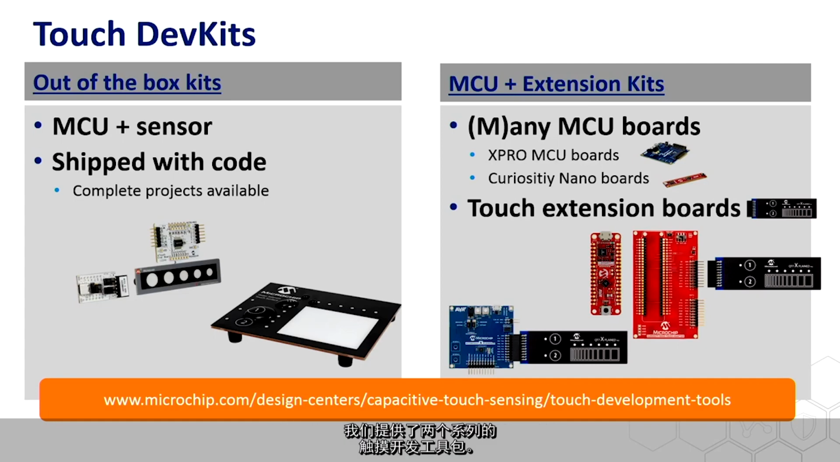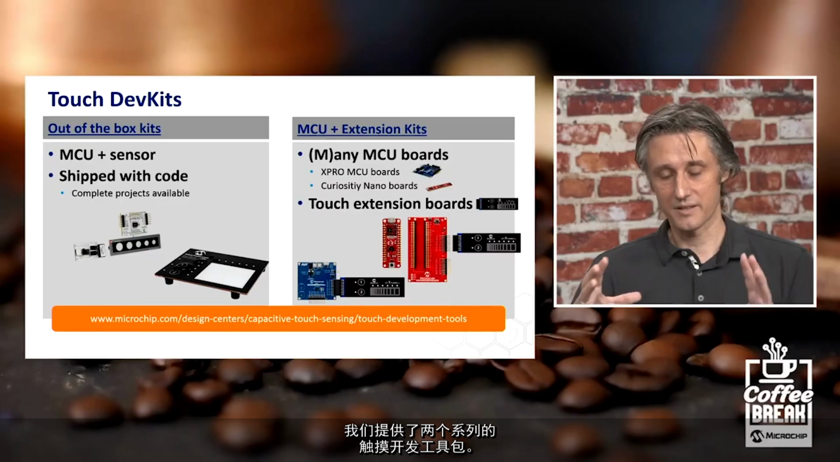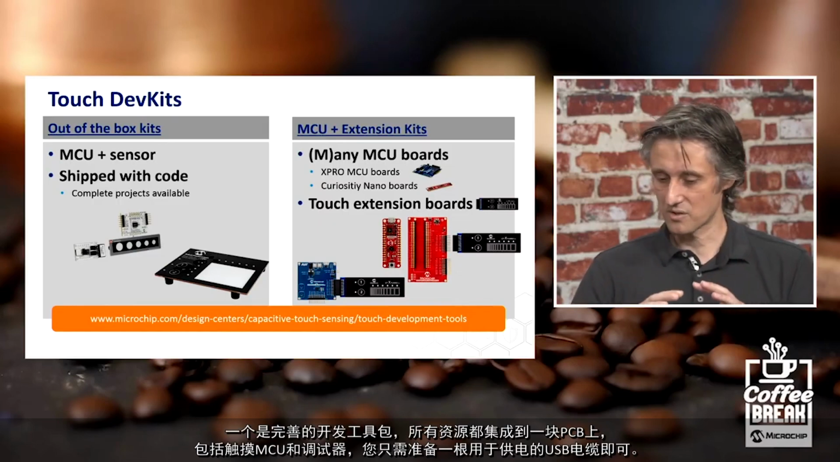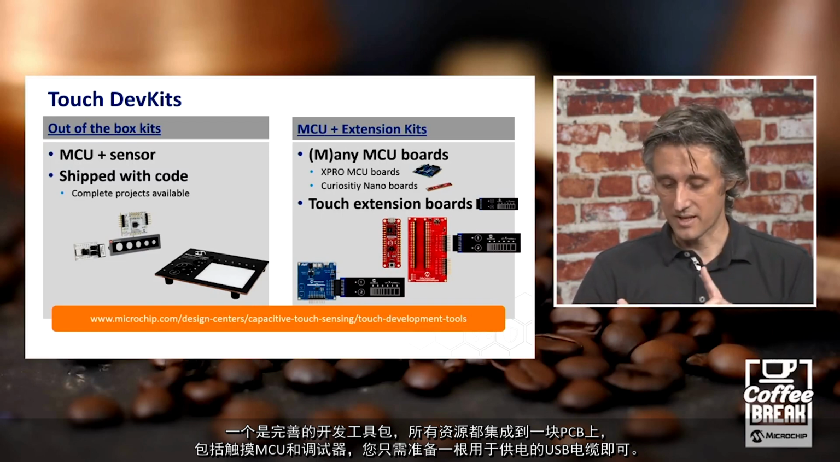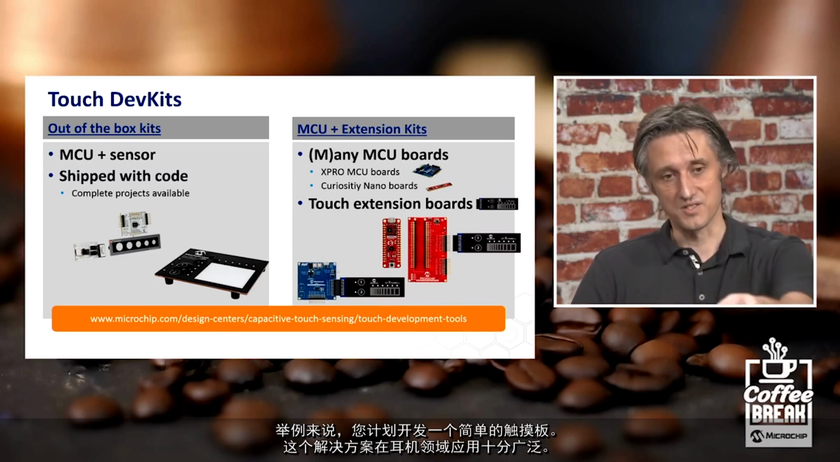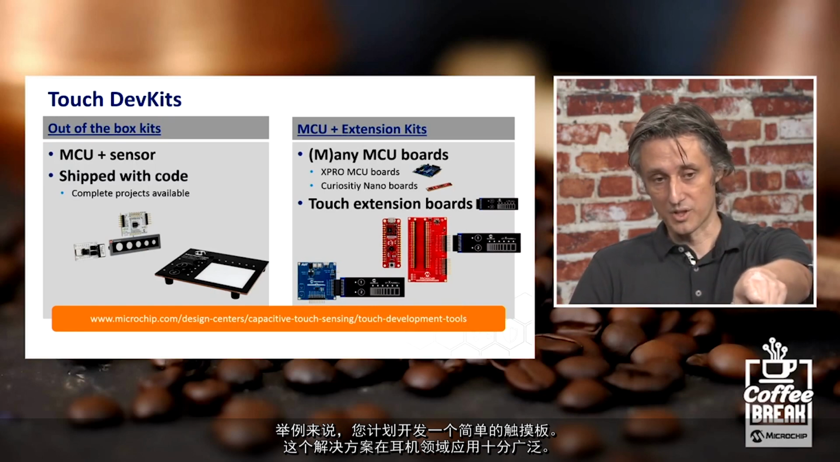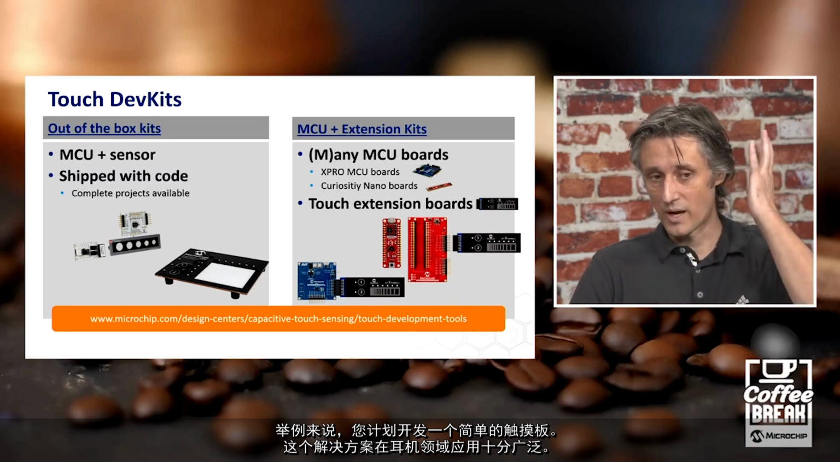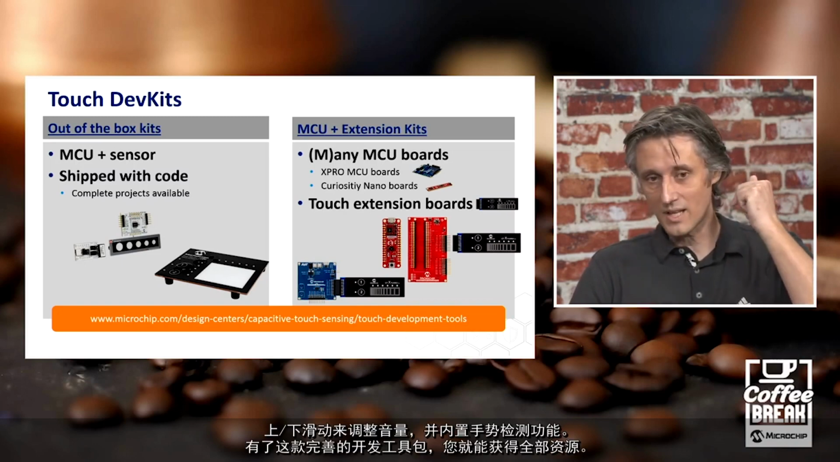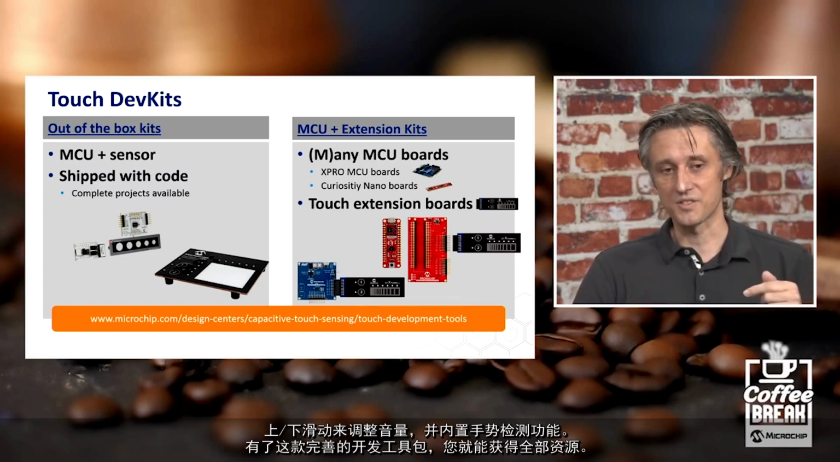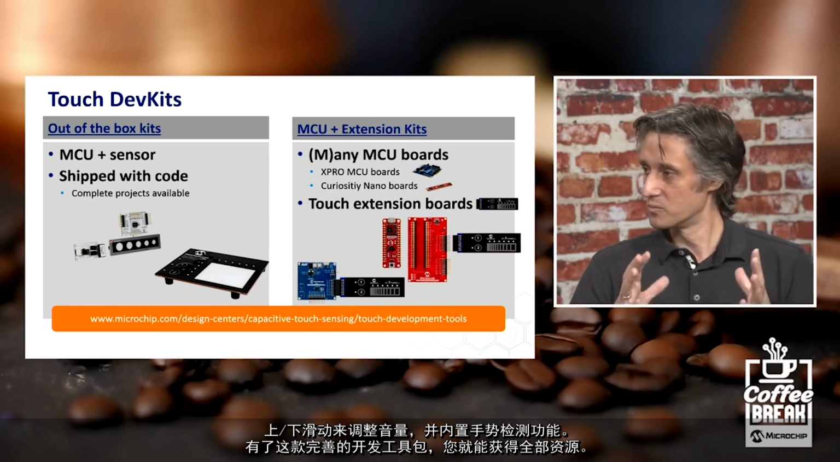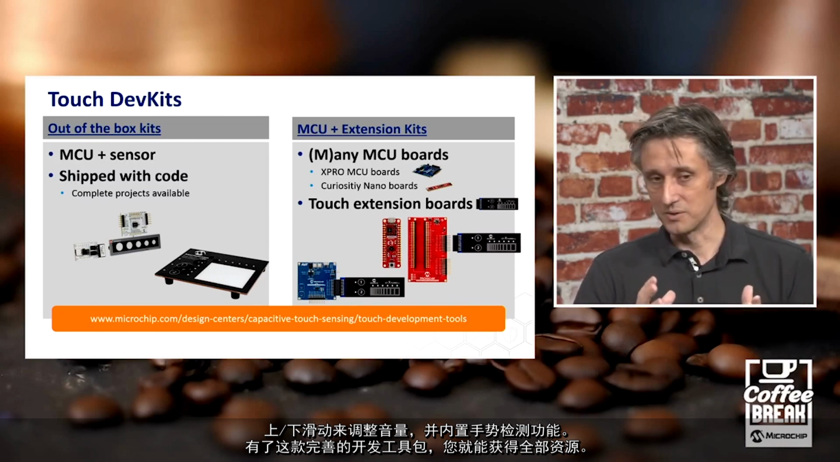Makes sense. So in touch dev kits, we have two families. We have complete dev kits which involve everything on one PCB. The chip, there's a debugger. You don't need much more than a USB connection, and then you have, for instance, on the left side, a small touchpad. This is a solution which is widely used in headphones. Right. Up, down, changes volume. This is gesture detection built in. So we have dev kits which are one piece, and then everything is included.